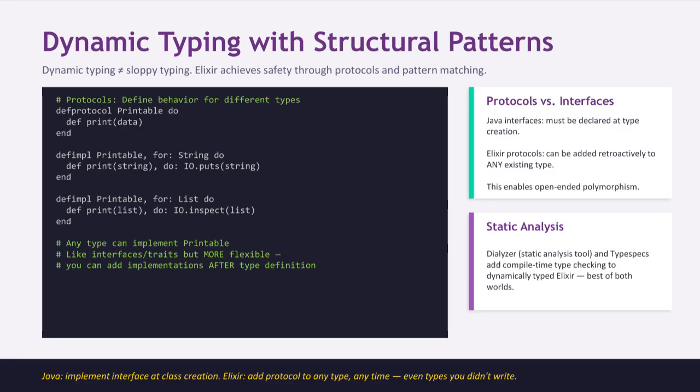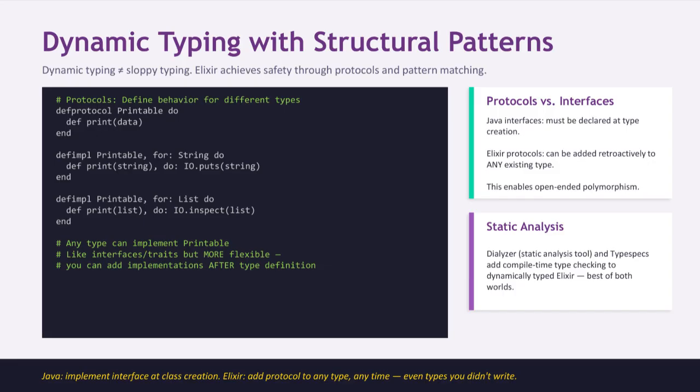Elixir is dynamically typed, but that does not mean it's loosely typed. The slide shows protocols, Elixir's answer to interfaces and polymorphism. You define a protocol like printable, for example, and then you provide implementations for different data types. Strings print one way, lists print another way. The big difference from something like Java interfaces: in Java, a type must declare that it implements an interface at the time it's created, but in Elixir, you can add a protocol implementation to any type anytime, even types you didn't write. This is called retroactive polymorphism, and it gives you enormous flexibility.